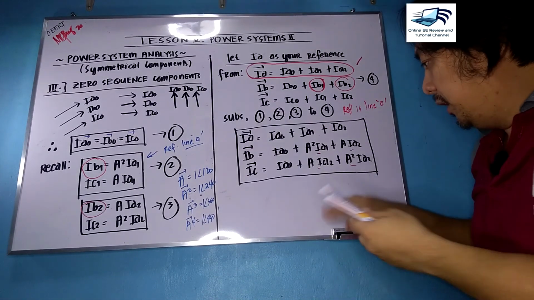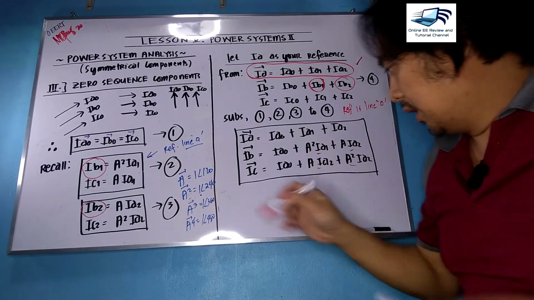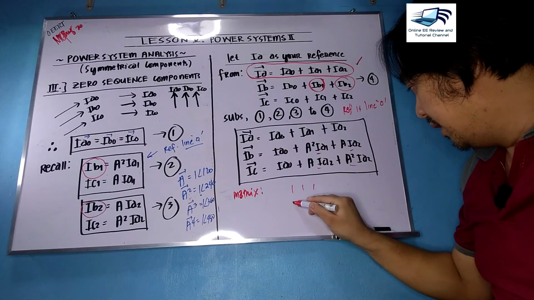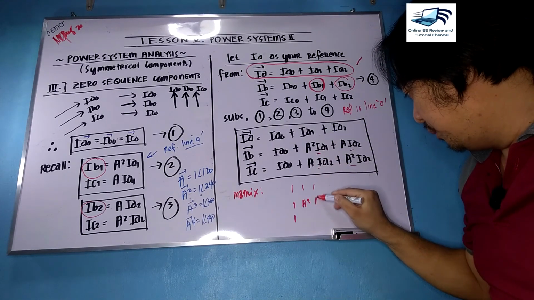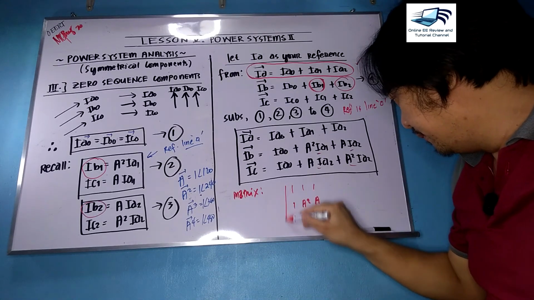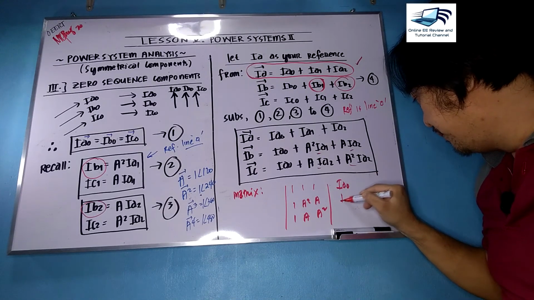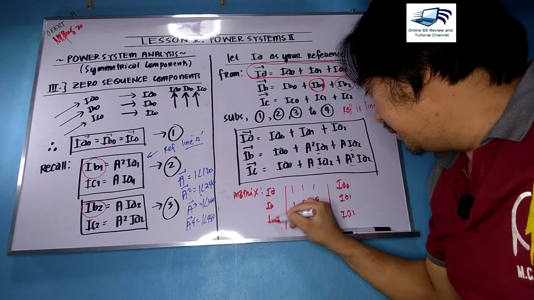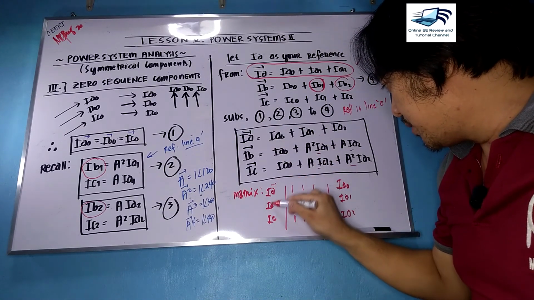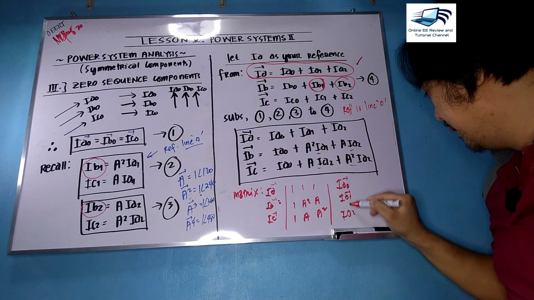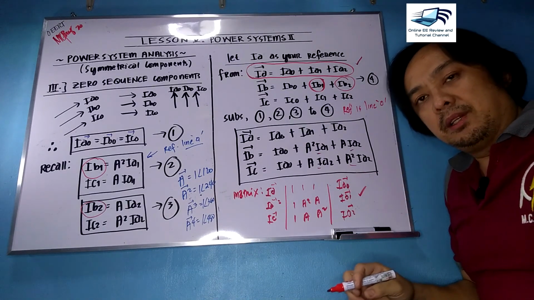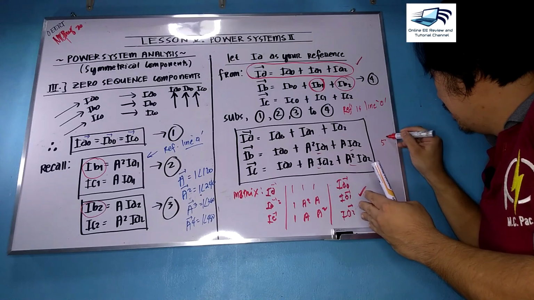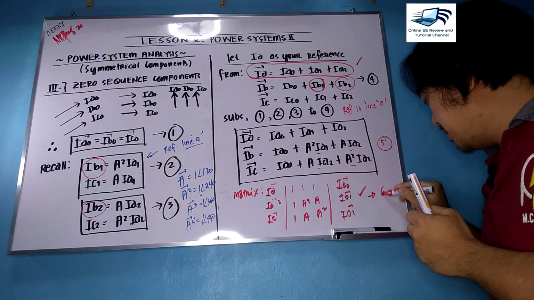So we need to have this in terms of a matrix. In terms of a matrix, we can have this scenario: 1, 1, 1, then 1, A squared, A, and 1, A, A squared. And then you have your IA0, IA1, IA2, and then you have your IA, IB, and IC. Please take note, all of these are vectors. Even the components are vectors, by the way. We can have this matrix as an equivalent of this equation. So this is equation number 5, and this will be our equation number 6 in terms of matrix.